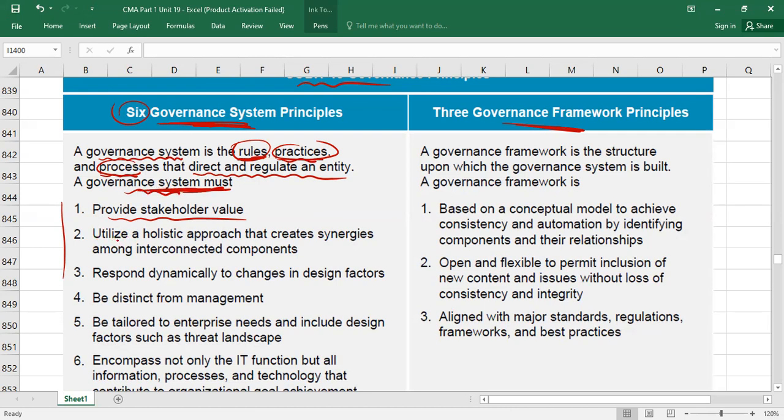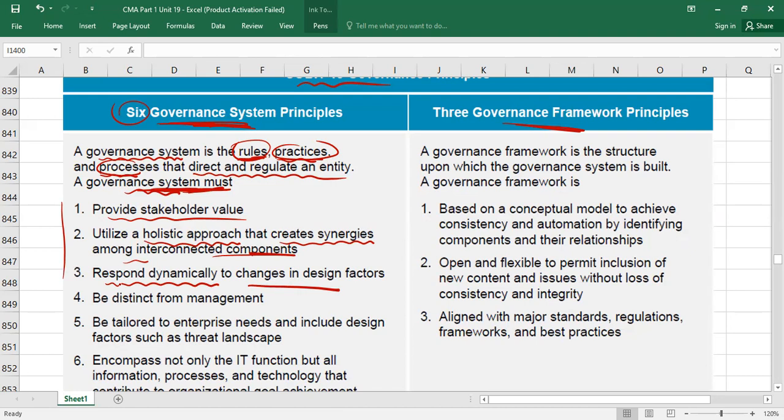Number 2: the governance system must utilize a holistic approach. Do you remember enablers? I told you, there are 7 enablers. So they are saying the governance system utilizes a holistic approach that creates synergies. Synergies means a benefit among interconnected components, which simply creates benefits for the company. Number 3: the governance system must respond dynamically to changes in the design factors. If anything is changing, your governance system must be dynamic to respond to those changes.